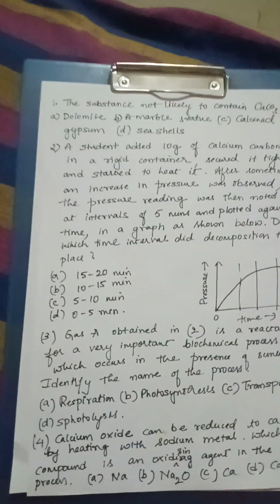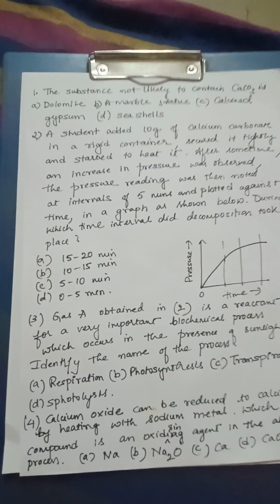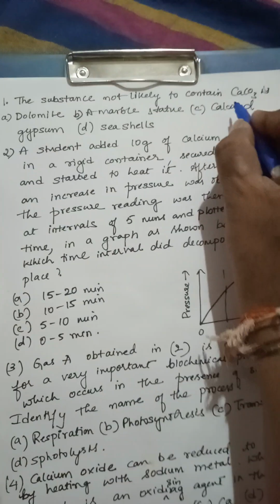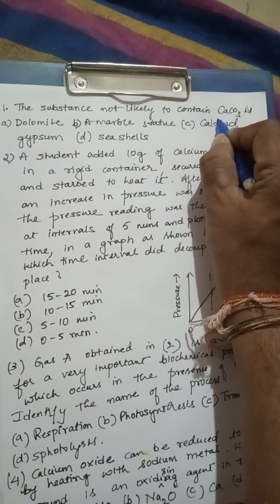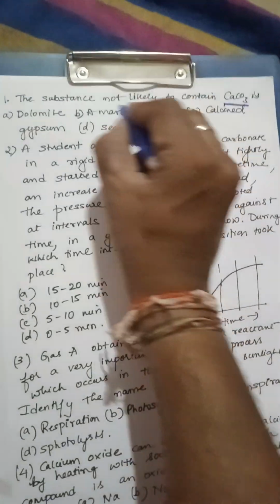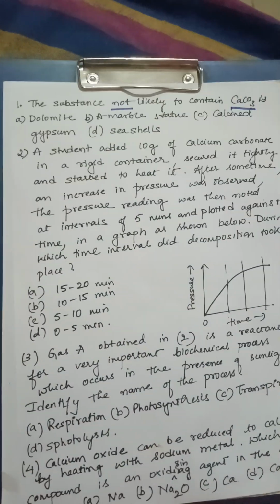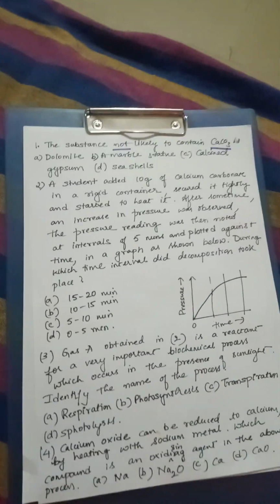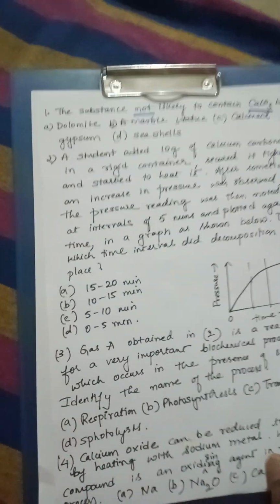In the first sub question: the substance not likely to contain calcium carbonate is. So we'll go option by option. Here we are interested in the substance which does not contain calcium carbonate. So what is dolomite? The first option, dolomite.